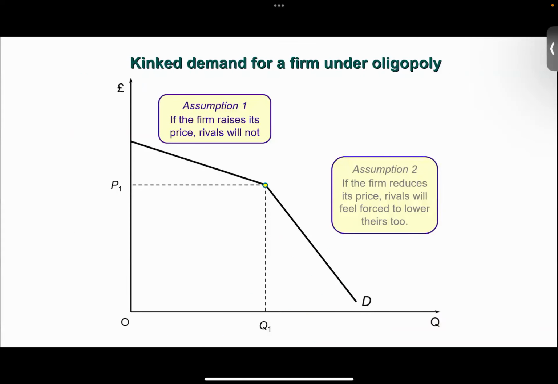This is the only graph that you need to know for this topic for your syllabus at this moment. Okay, the kinked demand curve. This graph shows you that at the end of the day, this is the price that the firm will stick to, and at this quantity. They will not simply increase the price and they will not simply decrease the price because of price rigidity. Okay, why is that so?